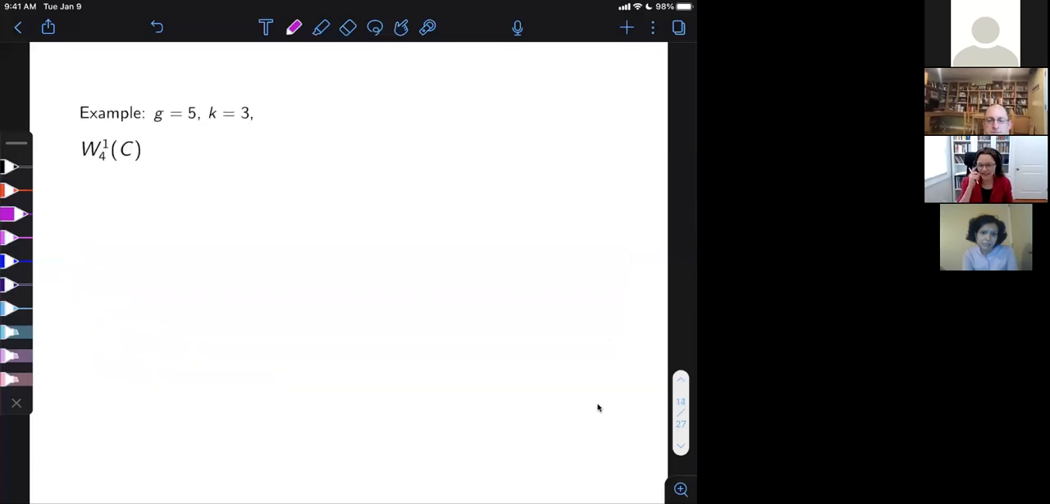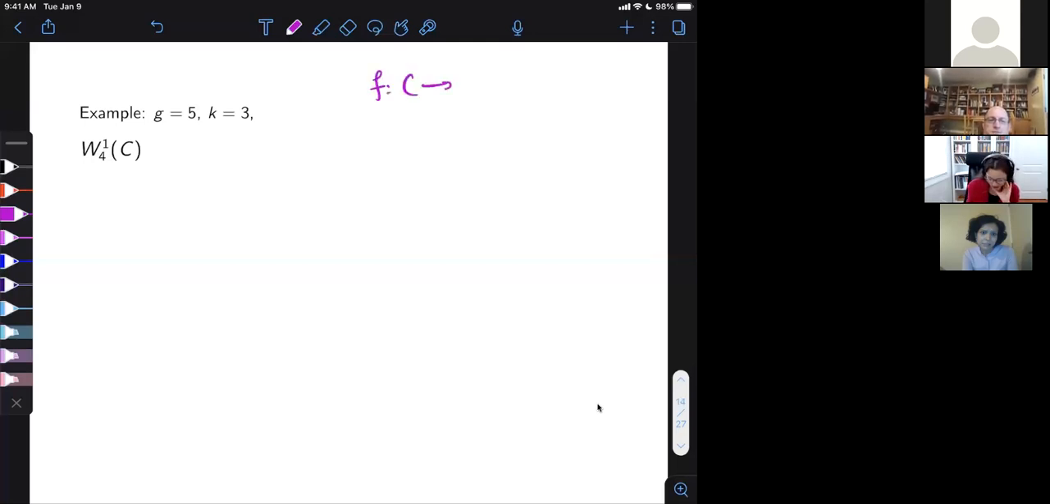Okay, so let's do an example. This is everyone's favorite example. So we're going to work on a genus 5 curve, and it's going to be special because it's going to have a degree 3 map to P1. And I'm going to try to understand W^1_4 of the curve. Okay, so it has a degree 3 map to P1, so that's the important thing. So let's write that down.